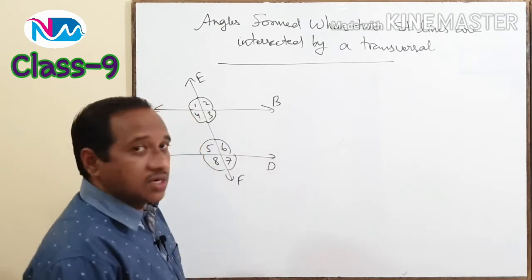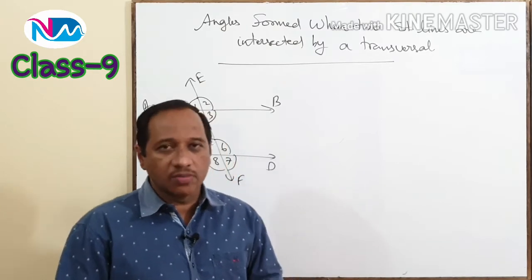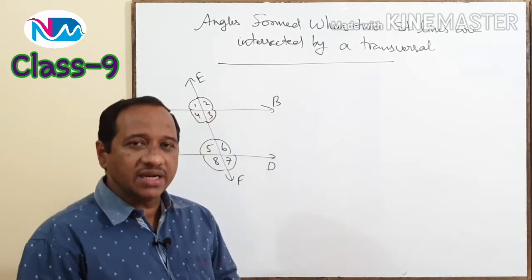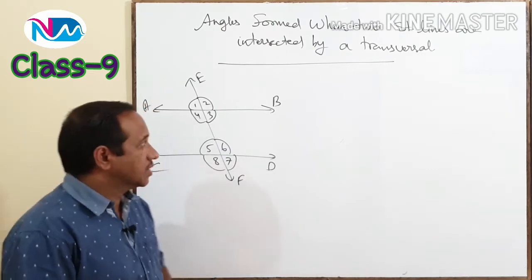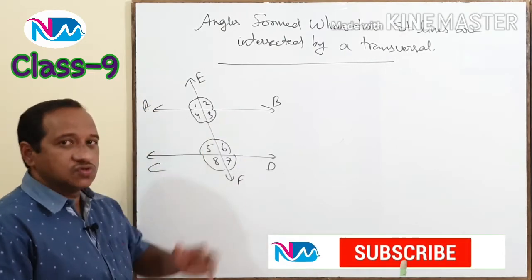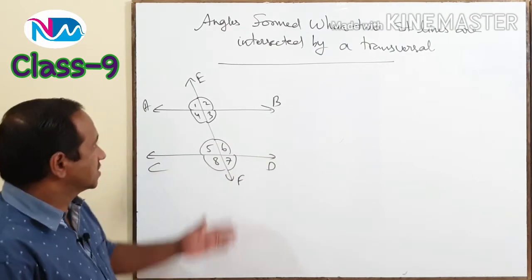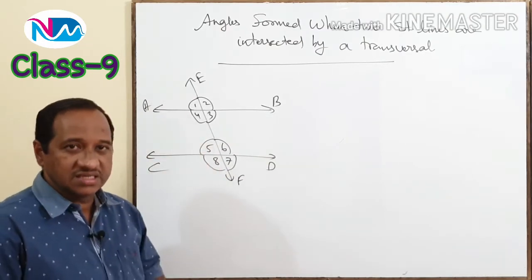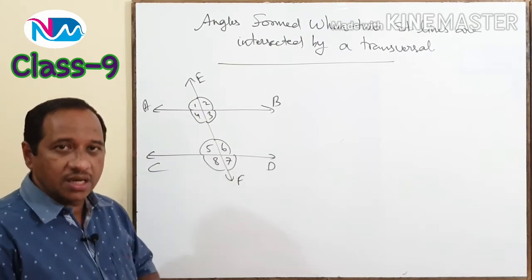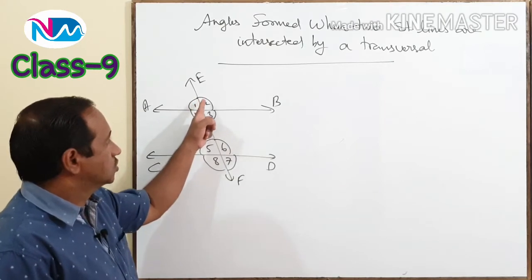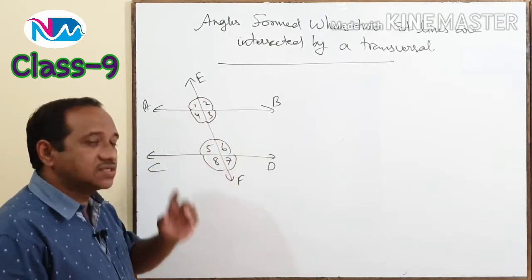In today's class we are going to learn what are the different angles found when two straight lines are intersected by a transversal. In the figure we have two straight lines AB and CD intersected by the transversal EF. As a result we have 8 angles formed. They are marked as 1, 2, 3, 4, 5, 6, 7, 8.